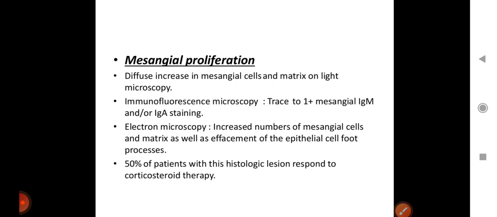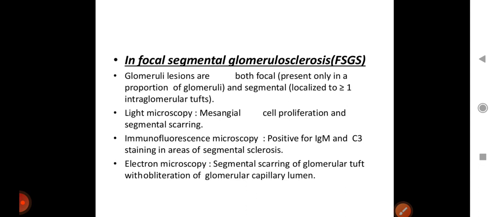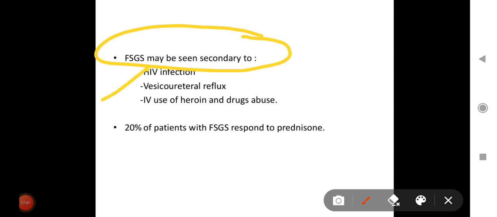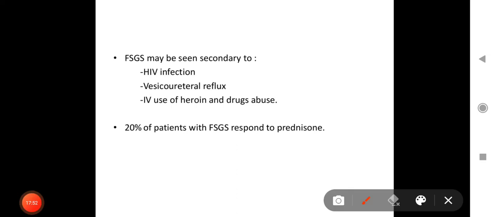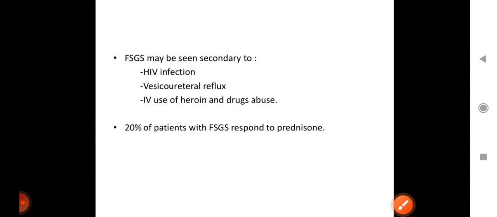We will not go through these in detail. You may just go through the slides for practical purposes, because mostly minimal change is seen in the pediatric population, so the examiner might not ask these details about other histopathological varieties. And focal segmental glomerulosclerosis is another thing. You can remember that FSGS may be seen secondary to HIV infection, vesicoureteral reflux, or IV drug abuse. Only 20% of FSGS patients respond to prednisolone. Around 95% respond to steroids in minimal change disease, while only 20% respond to steroids in the FSGS variety.